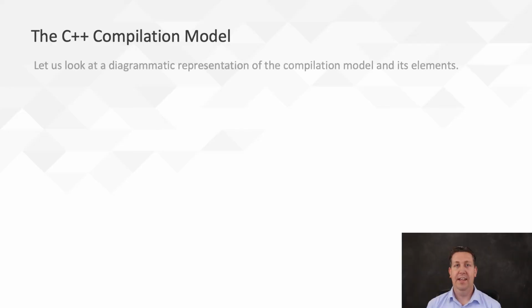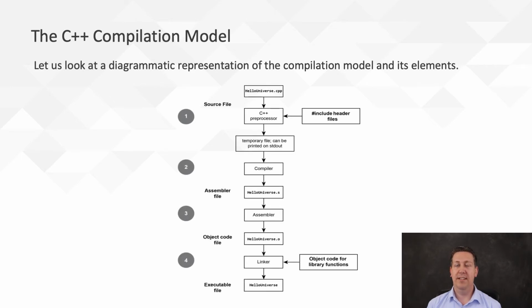There it is. Let's look at a diagrammatic representation of the compilation model and its elements. When the C++ preprocessor encounters the include file directive, it replaces it with the content of the file, creating an expanded source code file. Then this expanded source code file is compiled into an assembly language for the platform. The assembler converts the file that's generated by the compiler into the object code file. This object code file is linked together with the object code files for any library functions to produce an executable file.